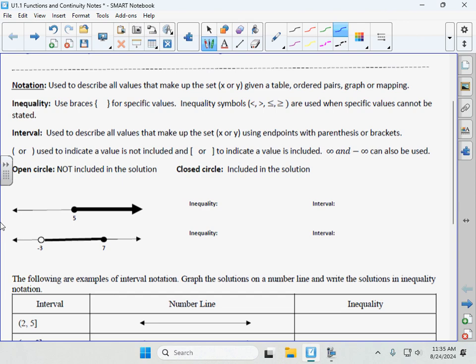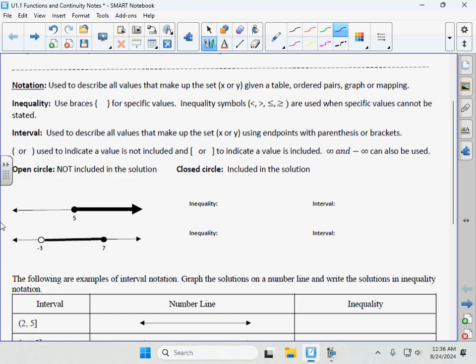Now, if we have any inequality symbols, then we use inequalities. If we can't list all the solutions out with specific numbers, we have to use a range of values, and so we're trying to describe all the numbers. Sometimes it's not easy to do that with just specific numbers, and you have to use inequalities because there could be fractions or decimals involved. Inequalities are going to be easier to describe the solutions to some set.